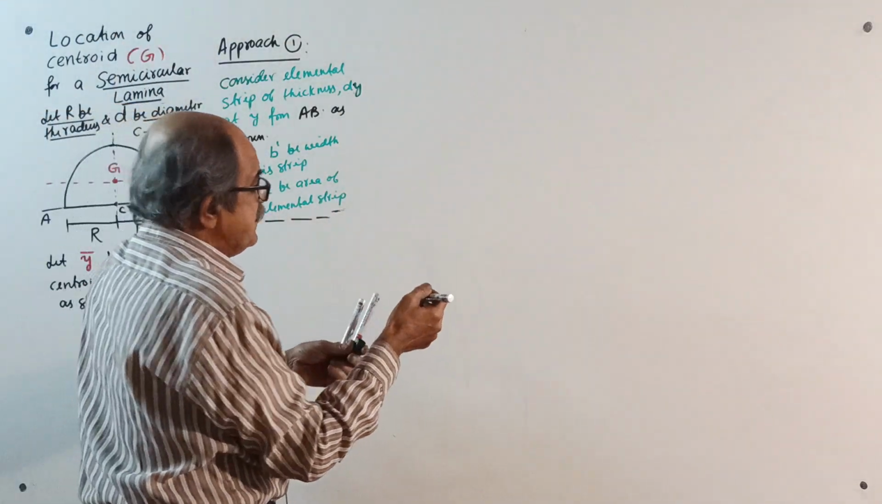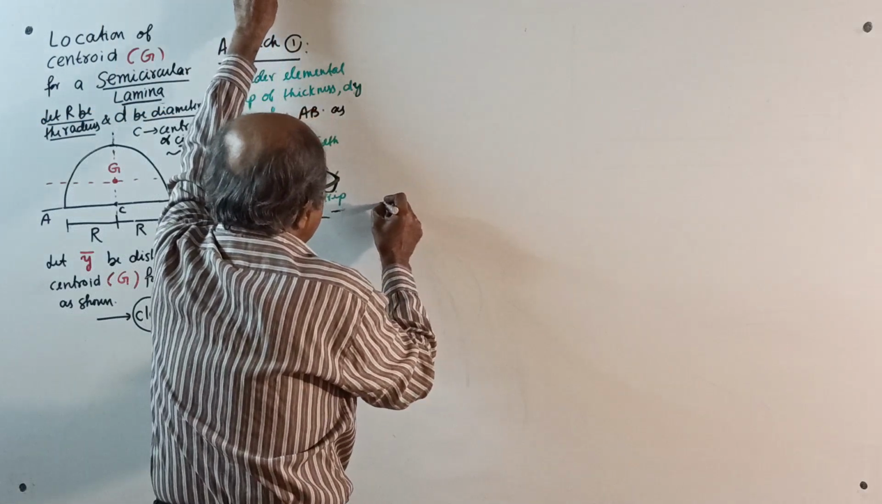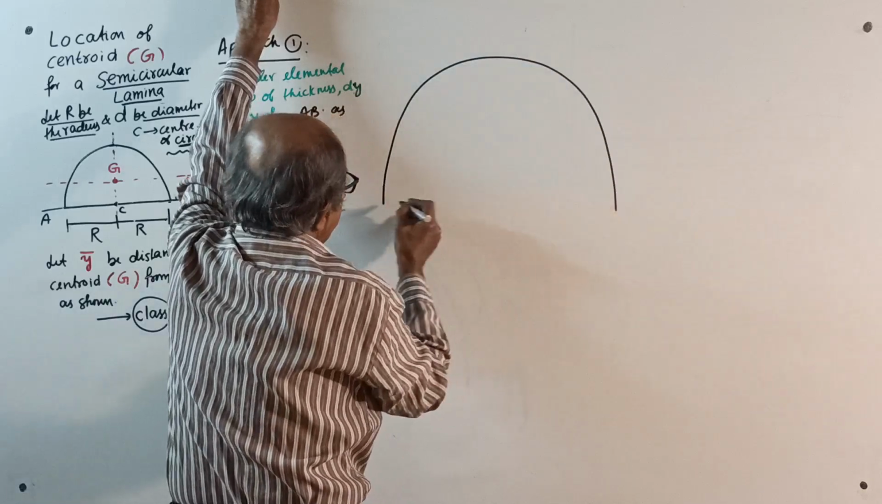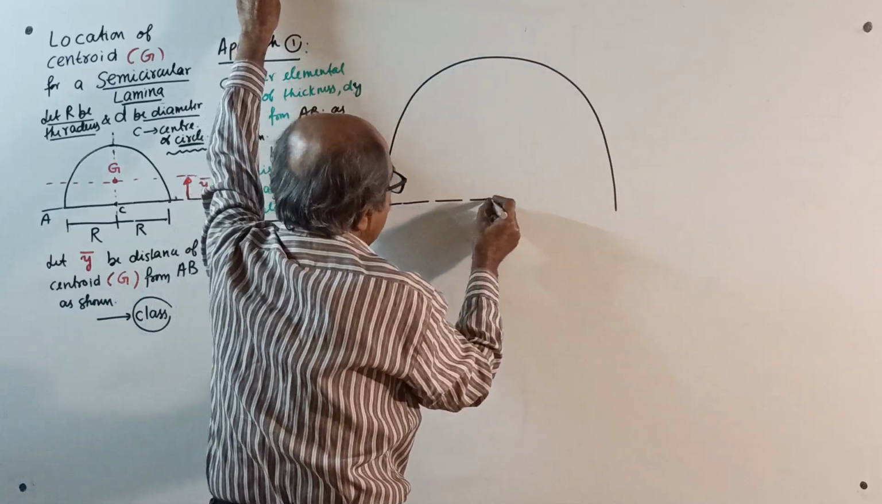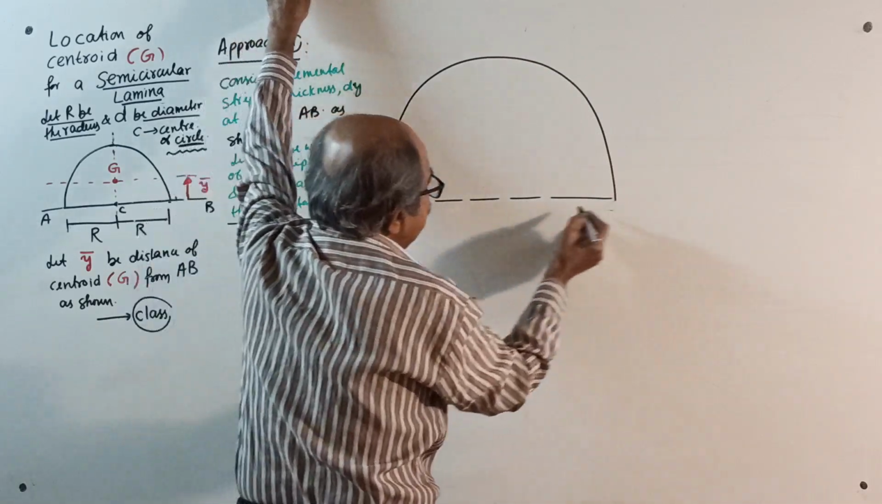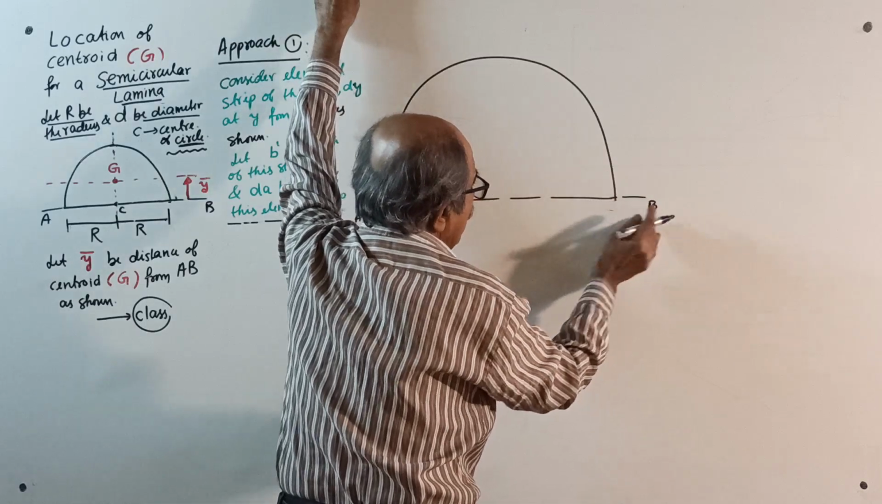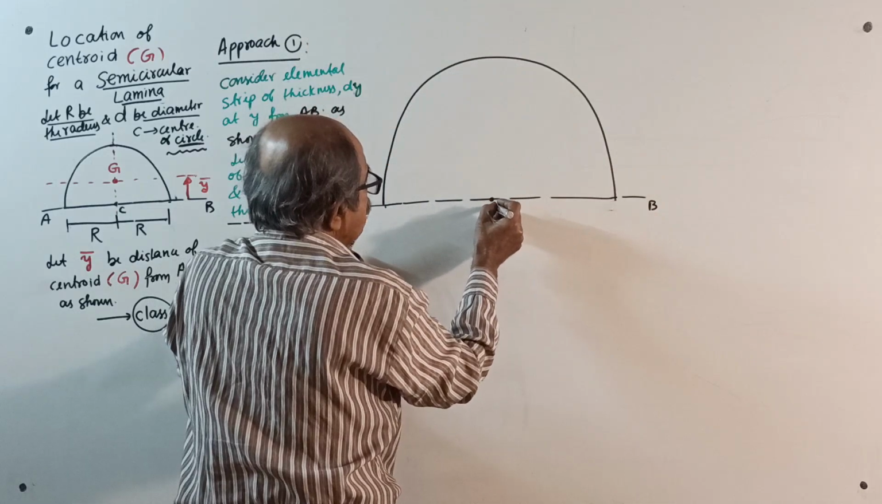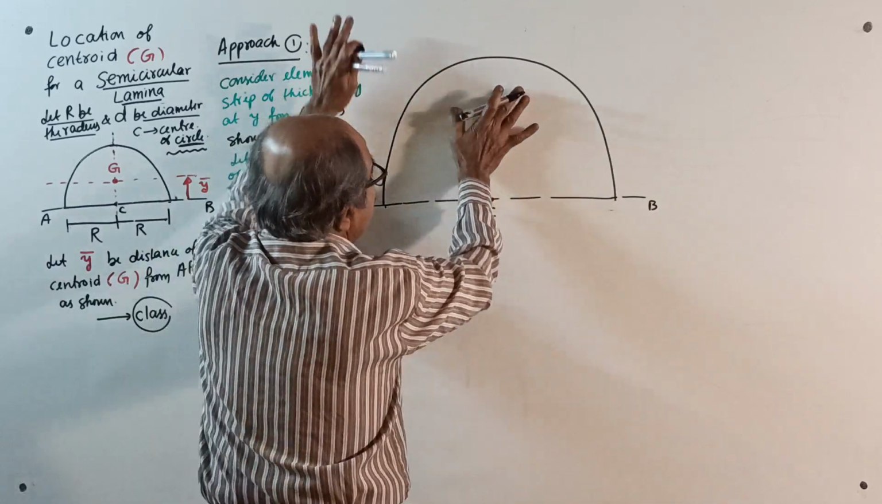Now, a neat sketch I will draw here, as neat as possible. This is your baseline AB. I will extend here. Some reference axis AB. Now this is the center of the circle. Our lamina is here. This is radius R, already shown there. This side is not required.